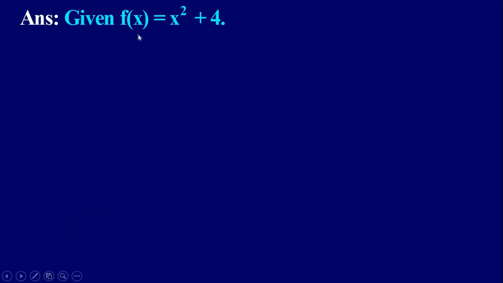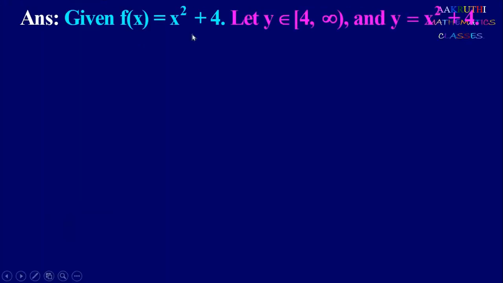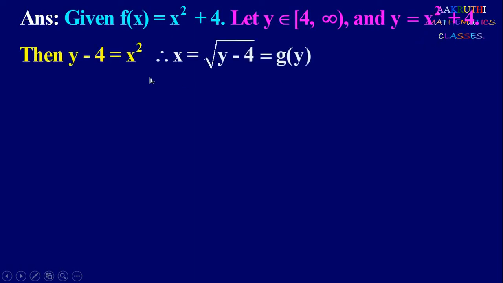Now here it is given f of x is x square plus 4. We take y equal to x square plus 4 for y belongs to [4, infinity). We have to solve for x. So we can write y minus 4 equal to x square and x equal to root of y minus 4. So here x equal to root of y minus 4. We take it as g of y.